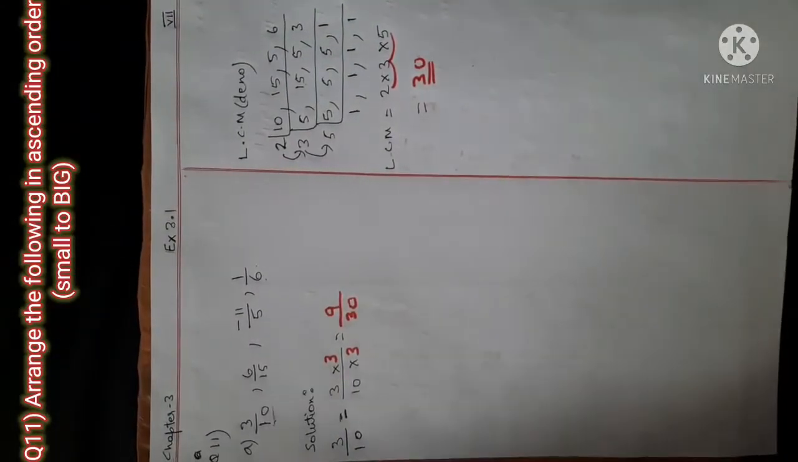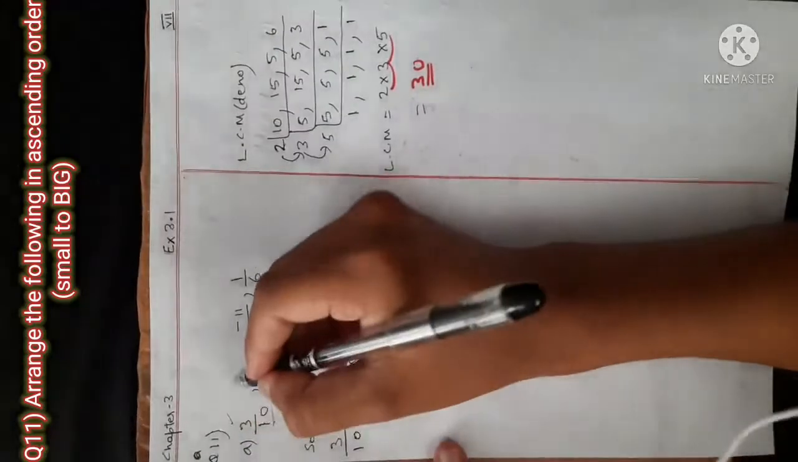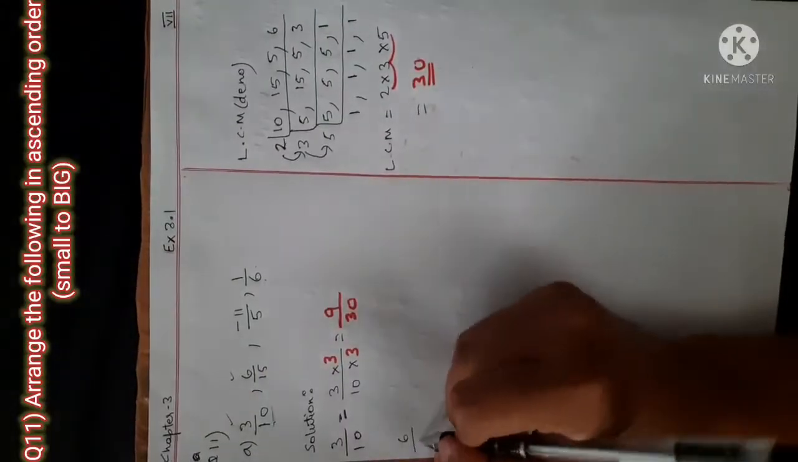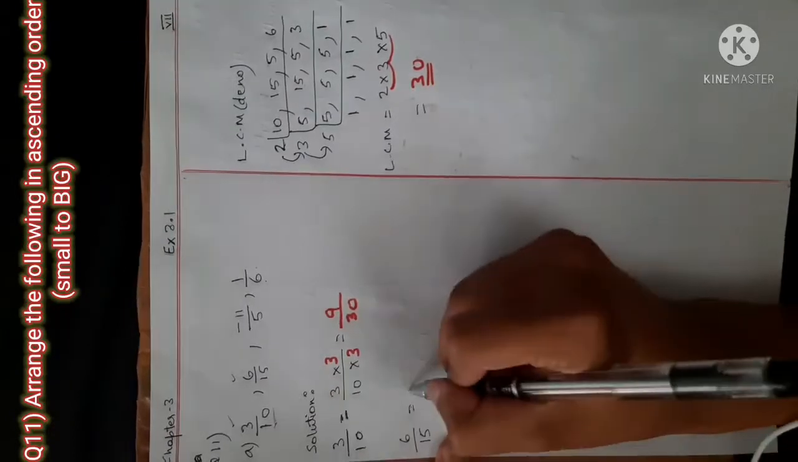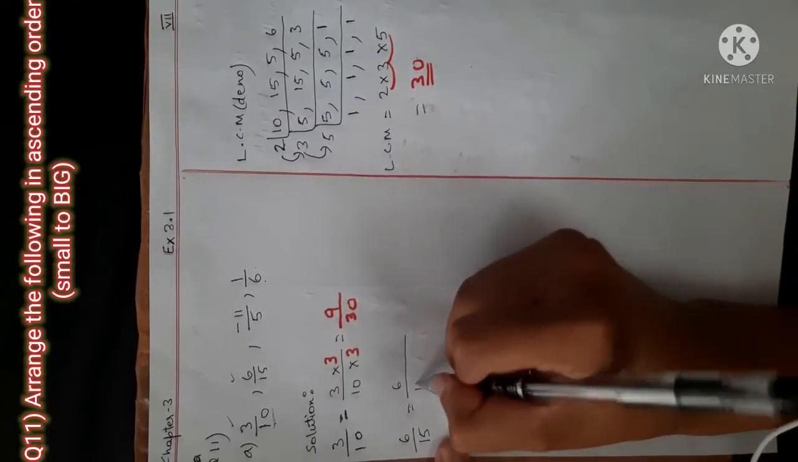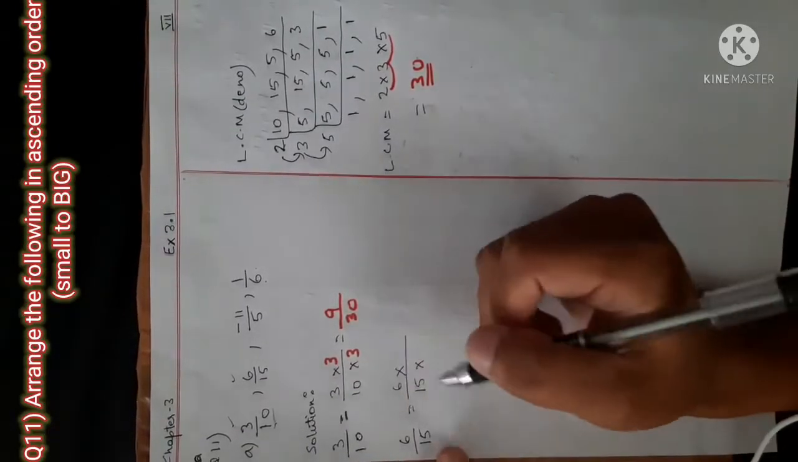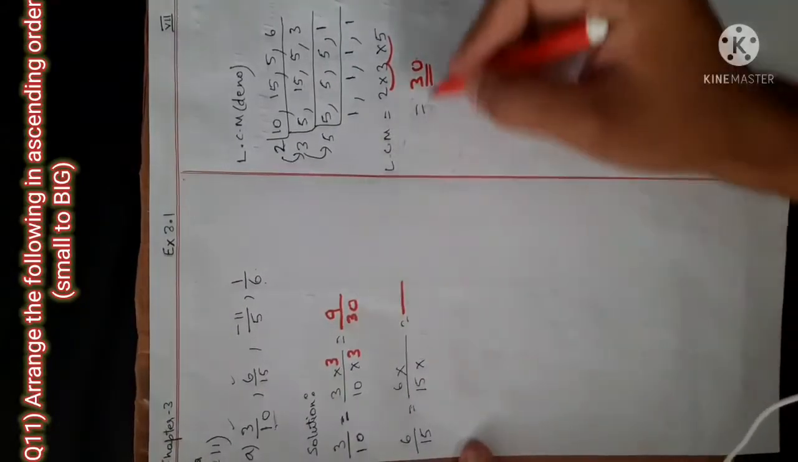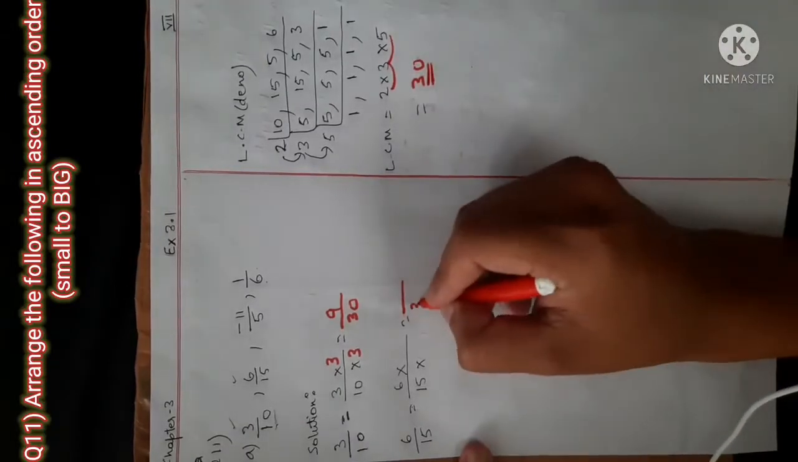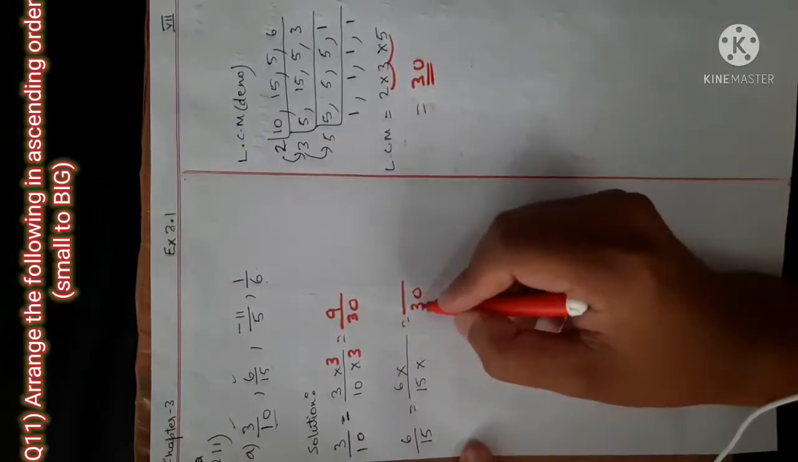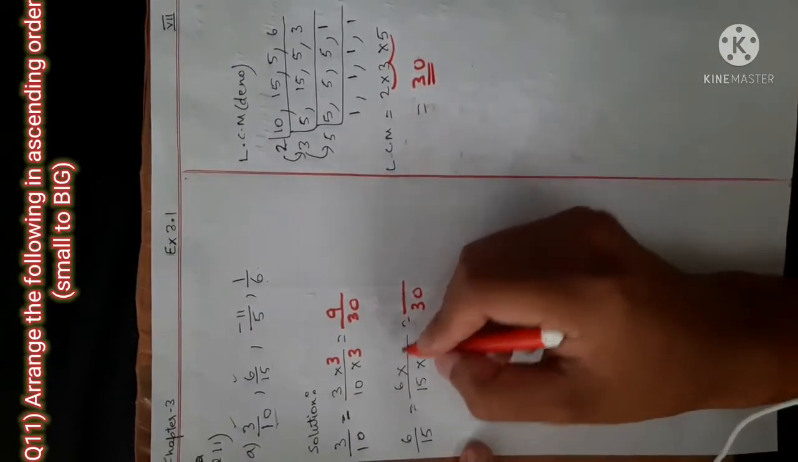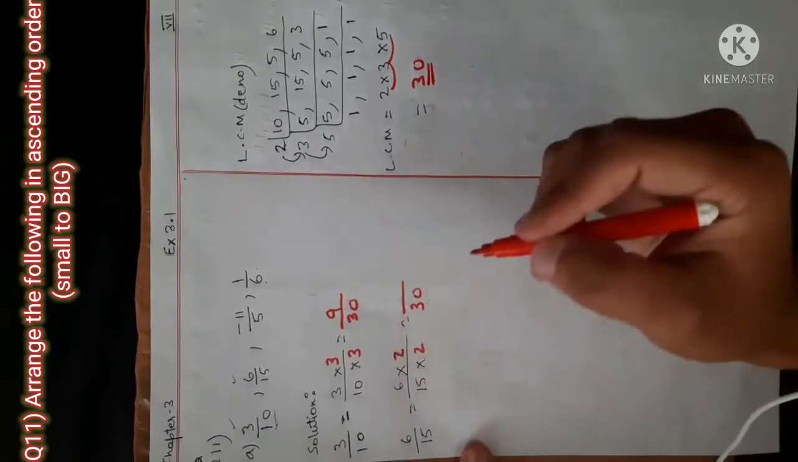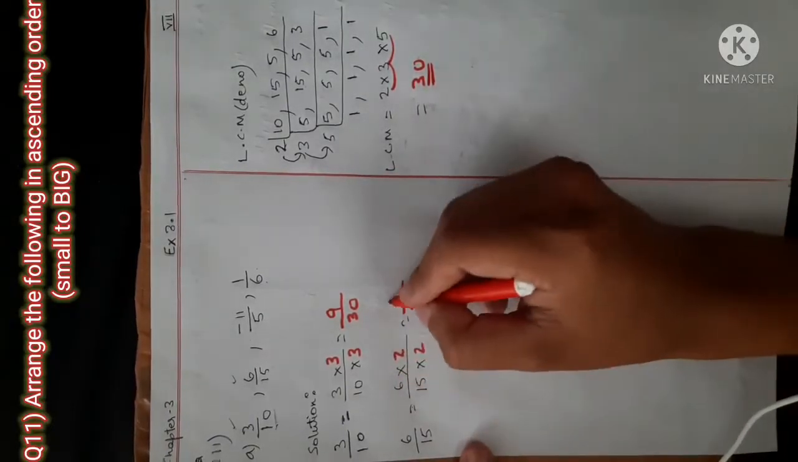So next, the second rational number. 6 by 15. Again, we have to convert into a denominator of 30. 15 into how much equal 30? 15 into 2. So multiply by 2 to the numerator also. 6 multiply 2 equal 12.